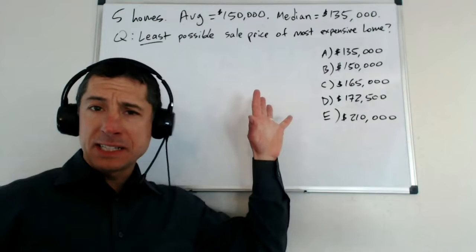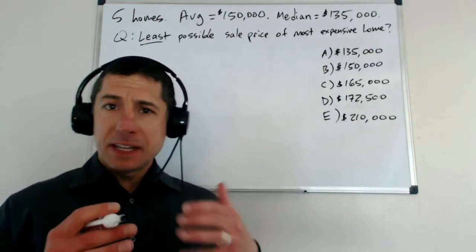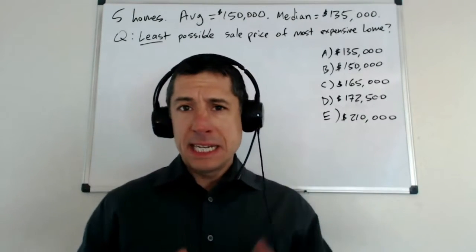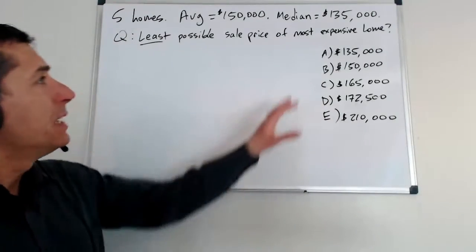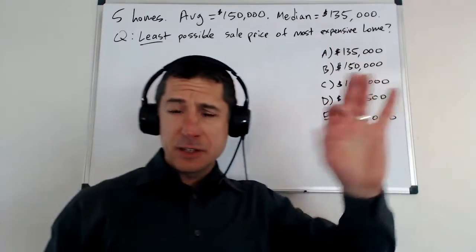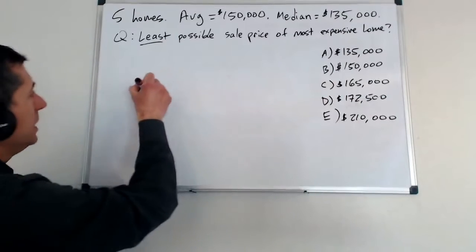This is one of the most common variants of it. They give you mean, they give you median. Nothing super technical here. You know what mean is, you know what median is. They turn into a nice little reasoning problem. To illustrate the concept, I'm going to pretend for a second that there's just 3 homes.